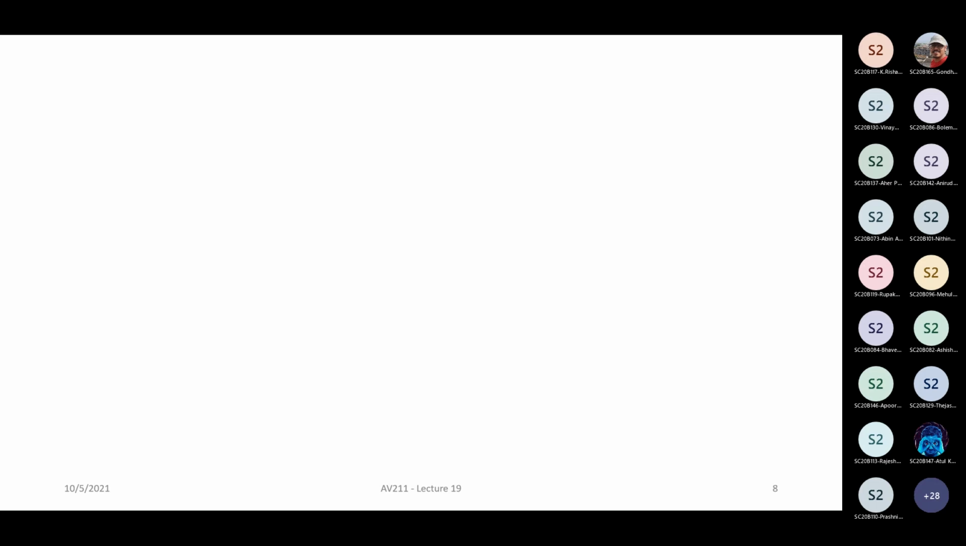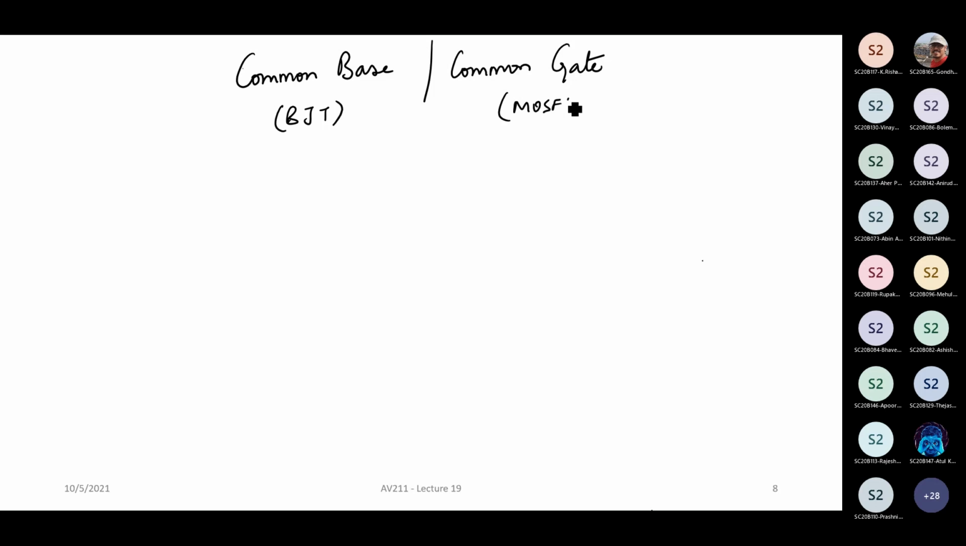Okay. Now we are totally shifting gears and going to the next topology, which is called common base in the case of BJTs and common gate in the case of MOSFETs. So for BJTs, we have common base. For MOSFETs, we have common gate. All right. Now, what is the common base configuration? Can you just tell me what exactly it is?